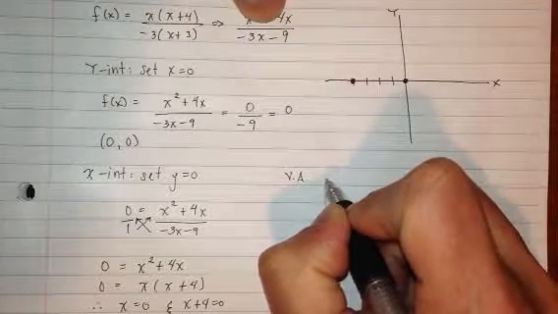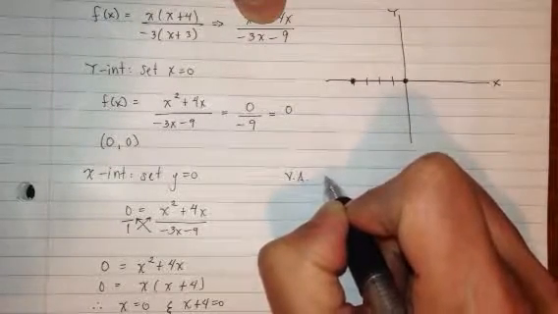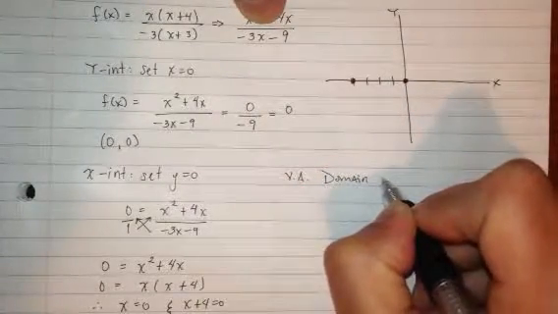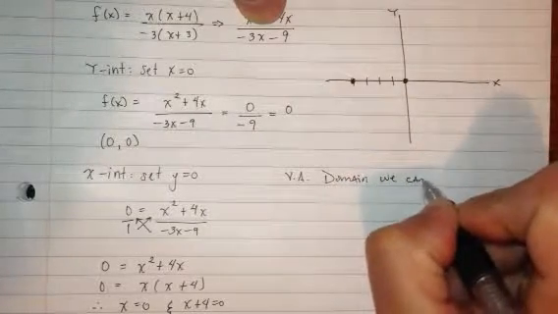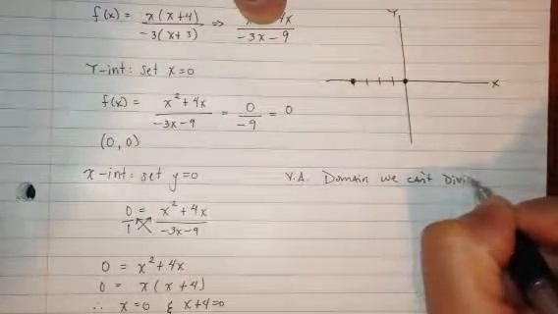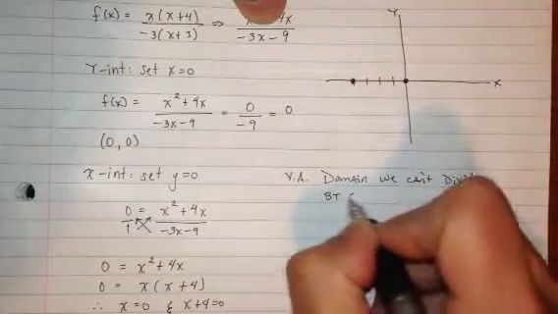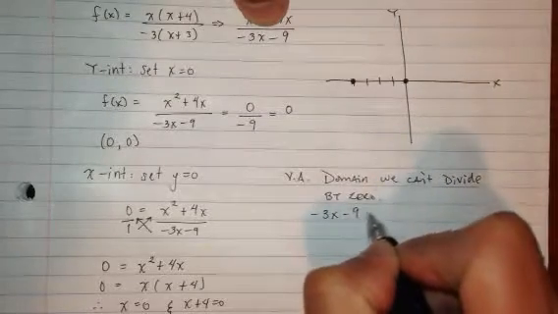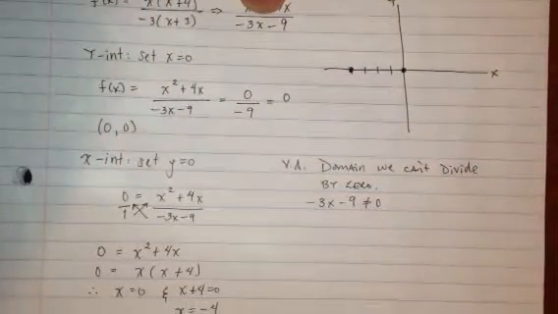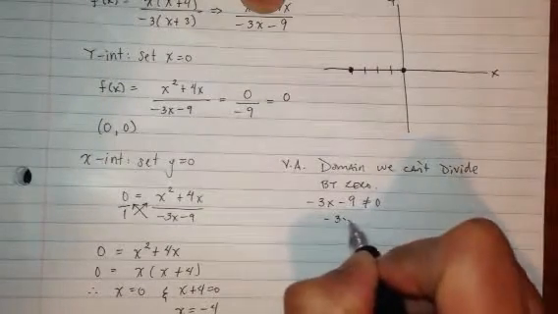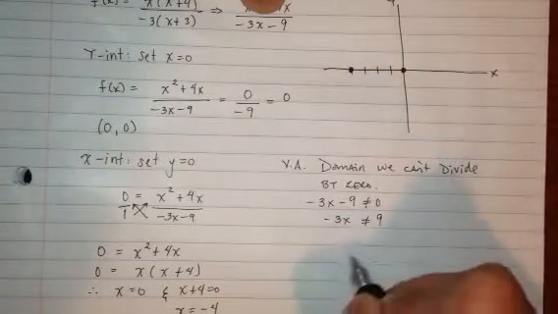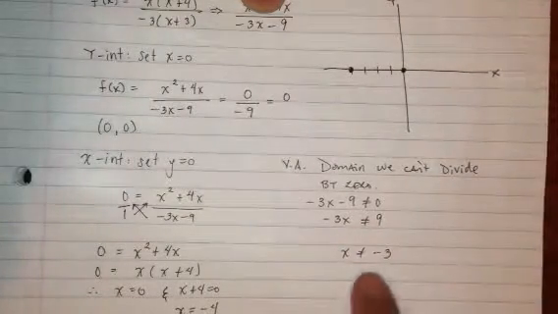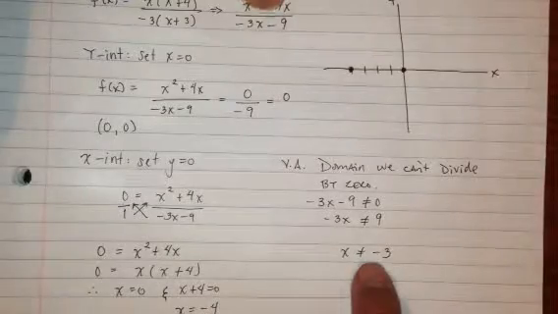That's going to give me my domain, remember? So we can say domain. Remember, we can't divide by 0. So therefore, if that's the case, negative 3x minus 9 cannot equal 0. Bring the negative 9 over, negative 3x cannot equal positive 9. And when we divide, we're going to get x cannot be equal to negative 3. So that automatically tells me that's my vertical asymptote.